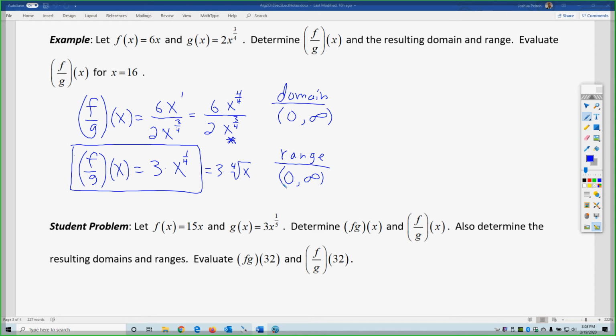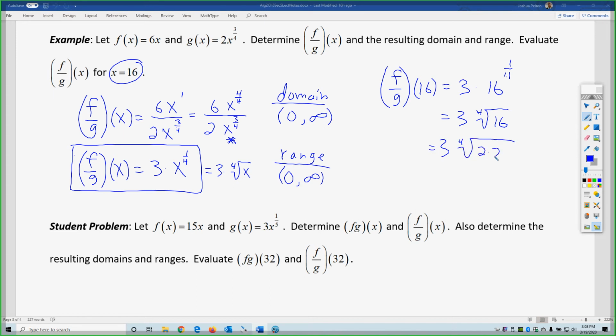Okay? So for the specific example, we want 16 this time. So f over g of 16 is 3 times 16 to the 1/4, which is 3 times the 4th root of 16, which is the 4th root of 2 times 2 times 2 times 2. 4 times 4 is 16. So we get 3 times 2. So the answer is 6 for f over g of 16. Okay, so there is a point 16, 6 specifically on this graph if we were to graph it.